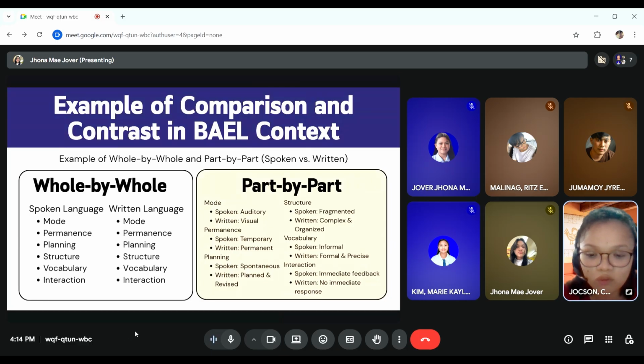And if you want to be more precise and detailed with your comparison and contrast of the two topics, we also have here the part by part. You map out the different criteria per list, and then underneath it, you're going to point out what is the difference between spoken and then written. So as you can see here, for mode, spoken is auditory and then written is visual. The same goes with permanence and then planning, of course, structure, vocabulary, and interaction. Okay, next slide, please.